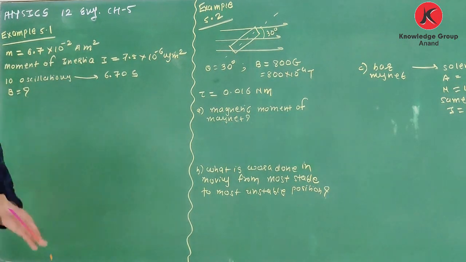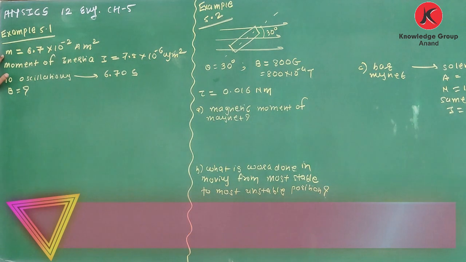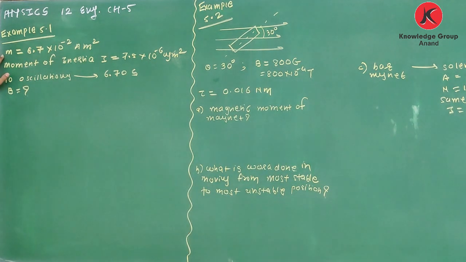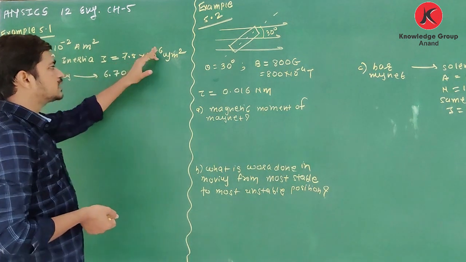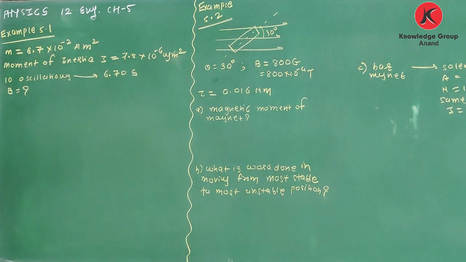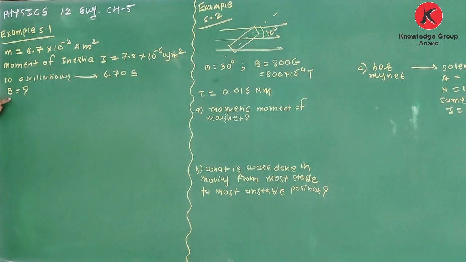Now we will see some questions. Example 5.1: a magnet has magnetic moment M equal to 6.7 into 10 raised to minus 2 ampere meter square and moment of inertia I equal to 7.5 into 10 raised to minus 6 kg meter square. It is placed in a magnetic field and performs 10 oscillations in 6.70 seconds. You have to find the magnetic field. We know one equation.